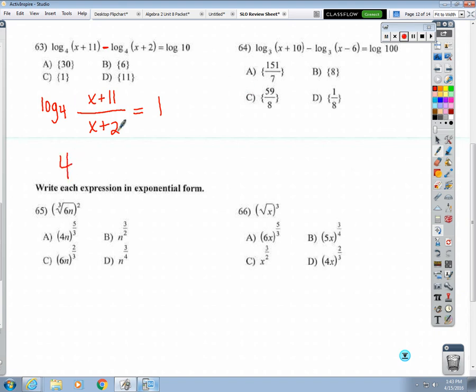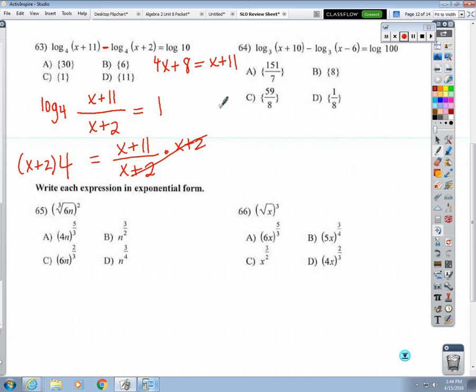Now, just like in the last problem, we're going to rearrange it into exponential form. So 4 stays. The 1 comes over here as the exponent, and that fraction goes over here. What is 4 to the first power? 4. So we'll just ignore that 1. Now, how do we start solving? At this point, if you even make it that far, couldn't you just plug in the numbers here and here until you found the one that made a 4? But the real way to do it is multiply by x plus 2 to cancel that out. Multiply this side by x plus 2. What does this side now become? 4x plus 8. And then the right side, all that's left is the x plus 11.